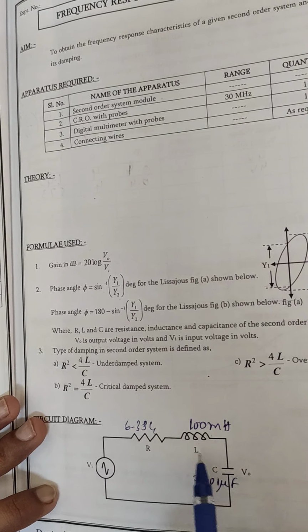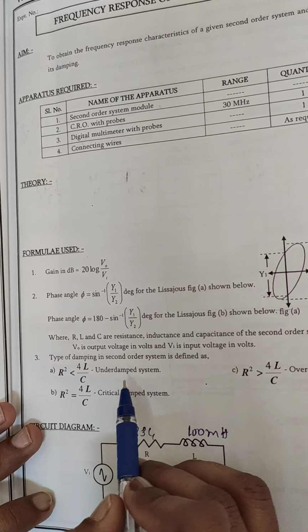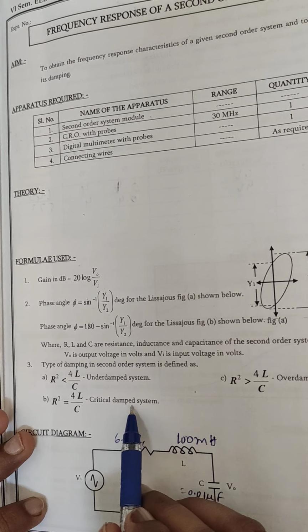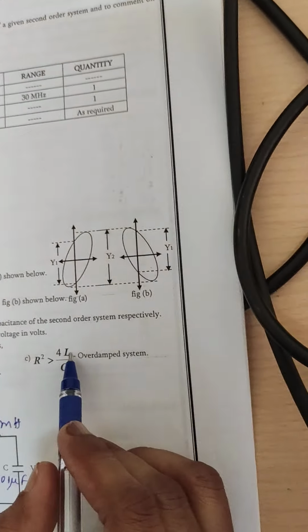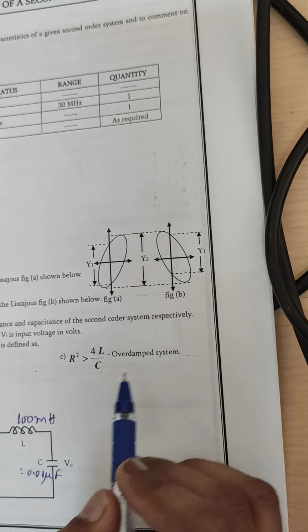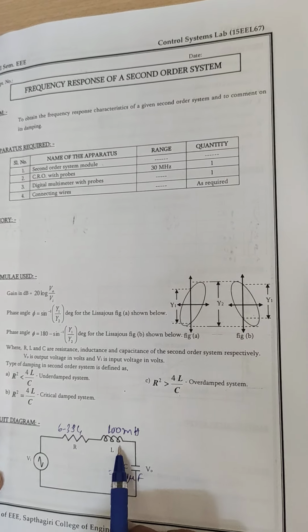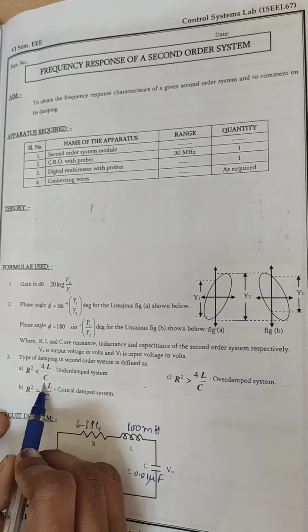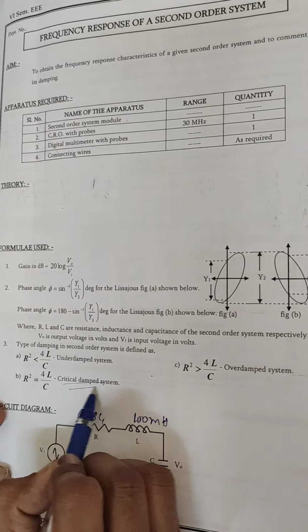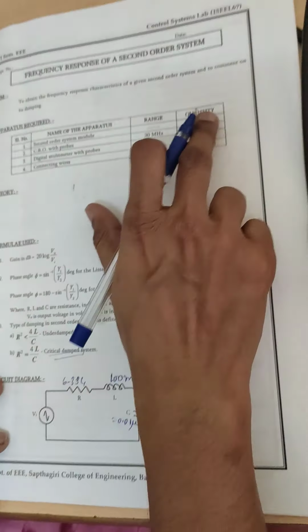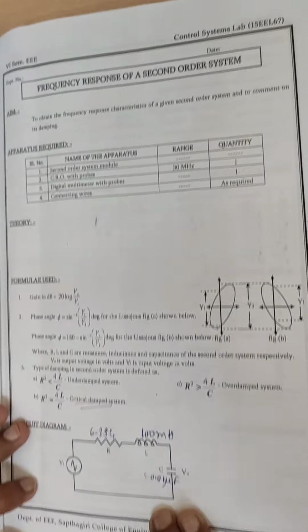If R square is less than 4L by C, you will get an underdamped system. If it is equal, you will get a critically damped system. If R square is greater than 4L by C, it's an overdamped system. If you do the calculation, you will get R square equal to 4L by C. It is a critically damped system. So the comment is, your given system is a critically damped system.